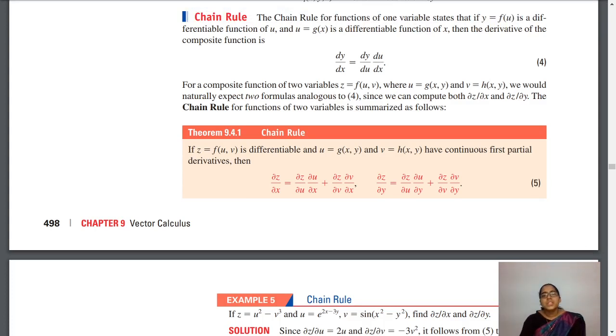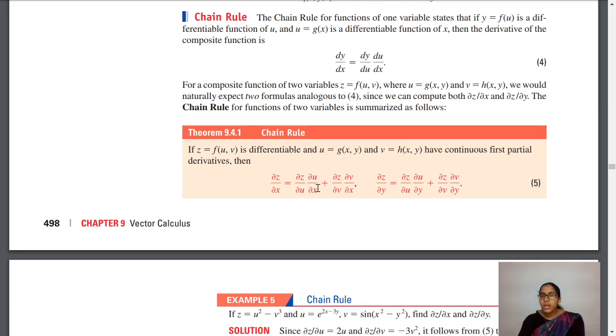The similar case we can apply for functions of 2 variables. We are going to use the chain rule for functions of 2 variables. That is, z is given to be f of u, v, where u is a function of x and y, and v is also a function of x and y. So how can we find dou z by dou x? First we have to partially differentiate z with respect to u, then we have to partially differentiate u with respect to x, right? So it will be dou z by dou u into dou u by dou x.